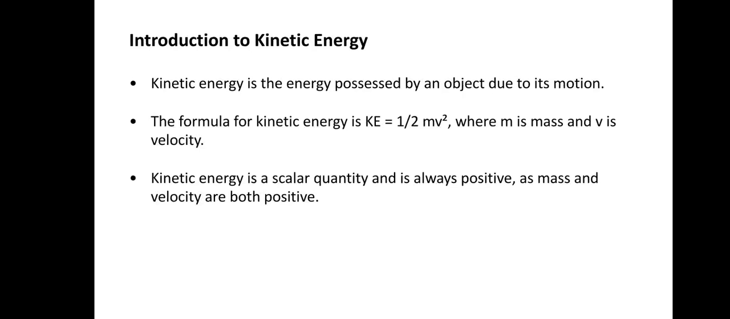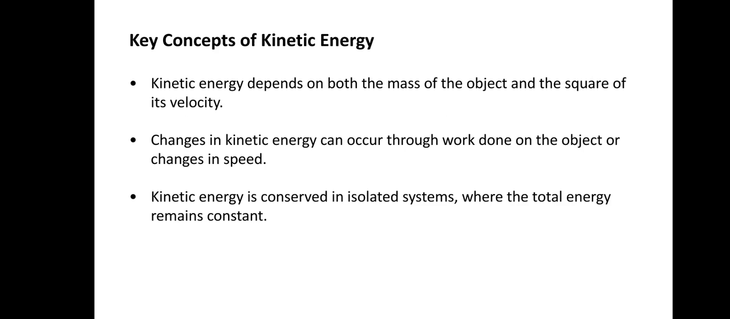Introduction to kinetic energy. Kinetic energy is the energy possessed by an object due to its motion. The formula for kinetic energy is K = 1/2 mv², where m is the mass and v is the velocity. Kinetic energy is a scalar quantity and is always positive, as mass and the square of velocity are both positive.